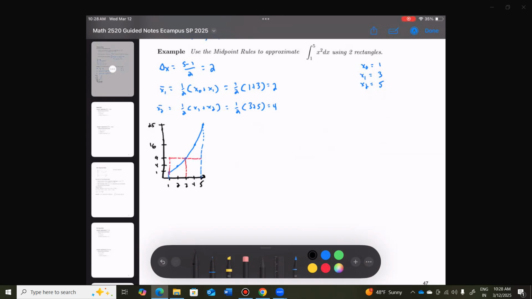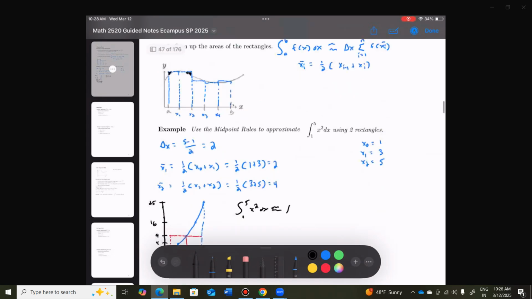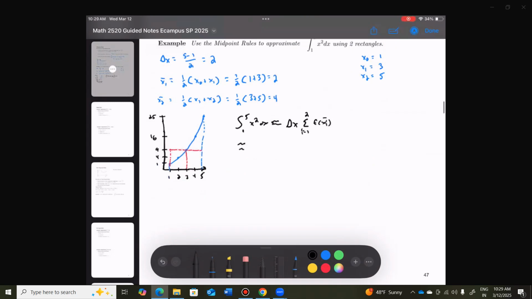Alright, so the integral from 1 to 5 of x squared dx is going to be approximately equal to, remember, we're not doing the integral here because we're approximating it, our delta x and a summation from i equaling 1 to 2 of f of x sub i bar. So approximately it's going to be 2 times the summation of our f of x's.